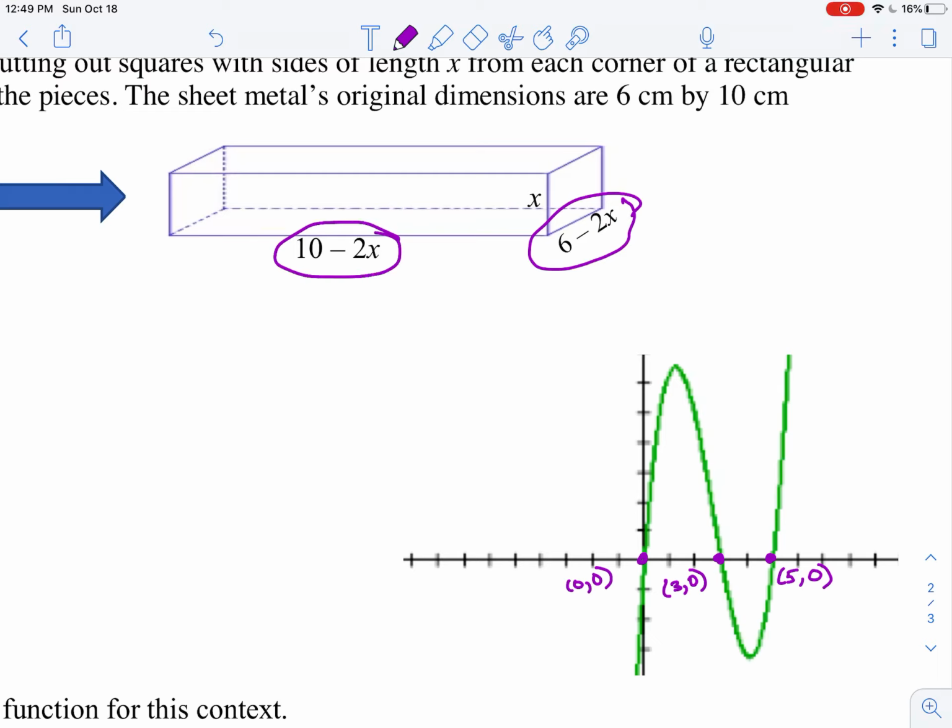So then I also want to put in my local max, which says that if I remove 1.21 centimeters, then the volume of my box is going to be 32.84 centimeters squared. And my local minimum says if I remove 4.12 centimeters, I'm going to have a volume of negative 16.24. That ordered pair doesn't really make much sense because I can't really have that negative volume. So that ordered pair maybe doesn't make the most sense.